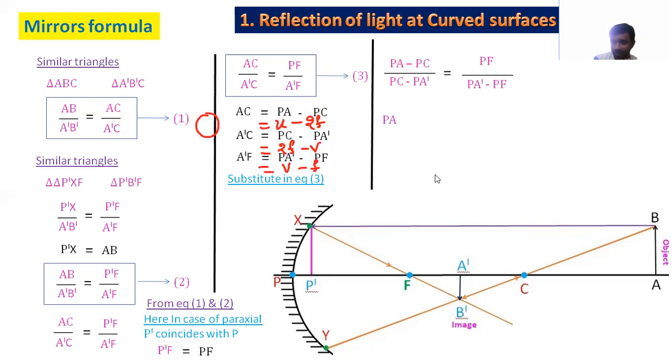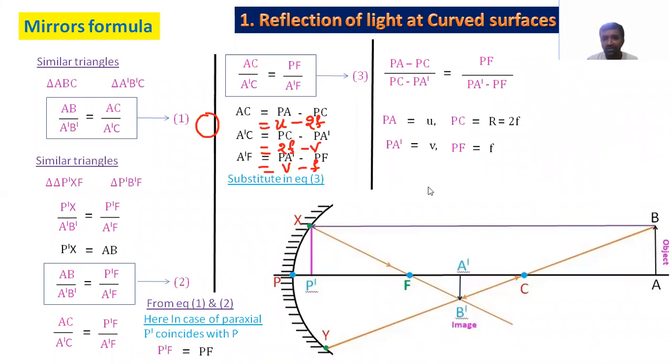What is PA? PA is equal to U, pole to the object. Then PC equal to pole to the center of curvature, R, that is taken as 2F. Then PA dash equal to pole to the image, that is image distance V. Then PF equal to focal length. So actually these are all unknown values. So in the problems, you will get U as some value, V is also some value, or F. All these are parameters in centimeters, right?